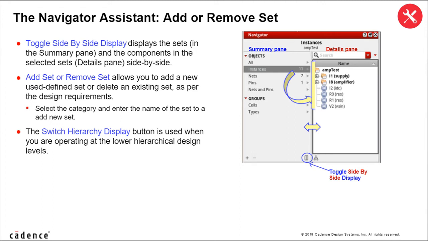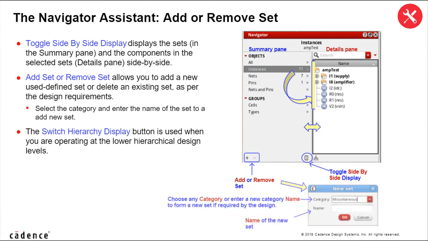You can create your own user-defined customized set. Now at the bottom section, you have the Add Set and Remove Set button. You can use the Add Set button to bring up a new form. You can choose from the categories, object or groups, or create your own category under the selection of miscellaneous, and you can give it a name. Once you do this, it will be listed again in your summary pane. And you can select the Remove Set button to remove it.